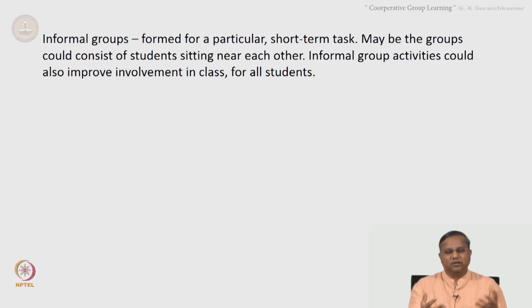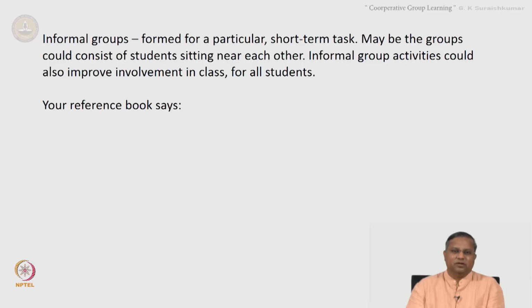and you want to form groups of maybe about 3 or 4 per group, people who are sitting together on the same bench or 2 benches next to each other could be asked to form a group. This turns out to be effective. Informal group activities could immediately improve the involvement of all the students in class, and that is a very big benefit right there. Even if nothing else happens, the involvement significantly improves, and that itself is a good thing. To begin with, there are so many others.